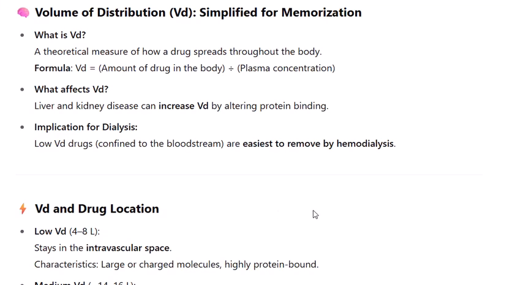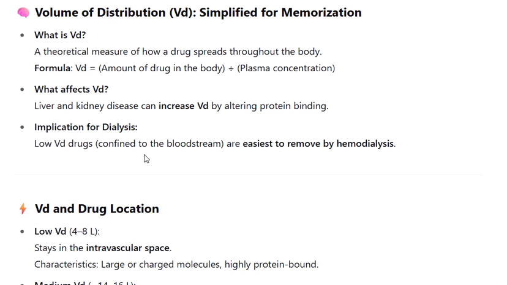Distribution, VD, simplified for memorization. What is VD? A theoretical measure of how a drug spreads throughout the body. Formula: VD equals amount of drug in the body over plasma concentration. What affects VD? Liver and kidney disease can increase VD by altering protein binding. Implication for dialysis: low VD drugs, confined to the bloodstream, are easiest to remove by hemodialysis.